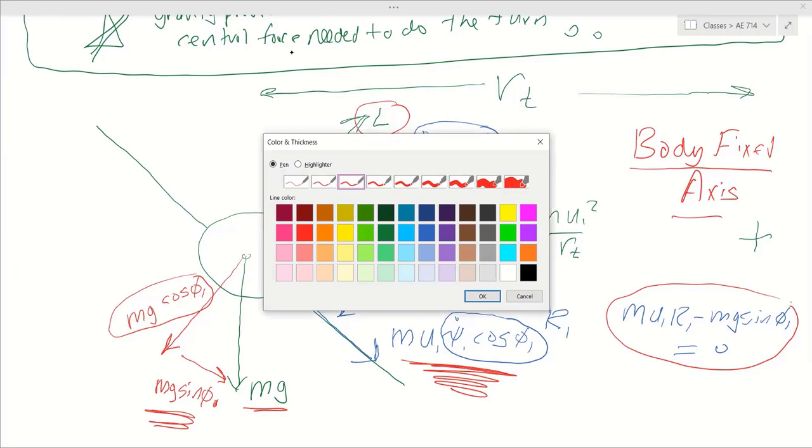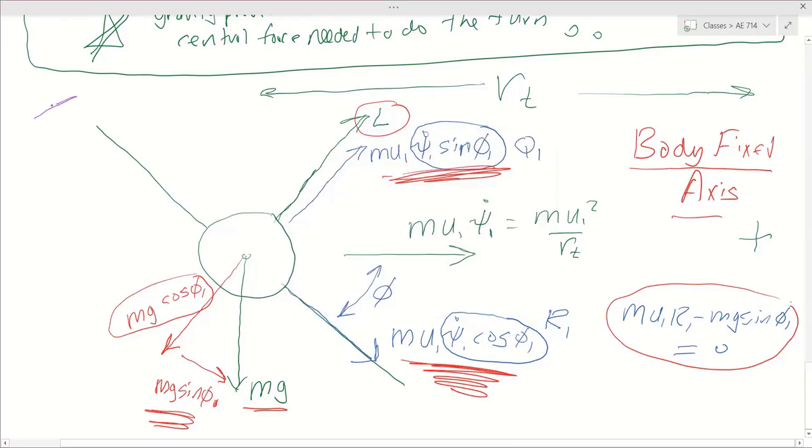on another color here. Should we be K-State today? What do I got? Okay, I got a purple line. That's good.